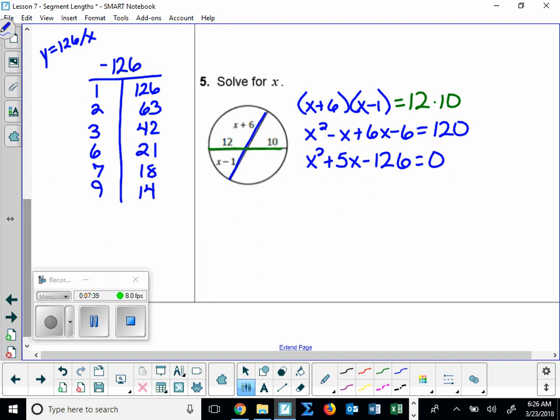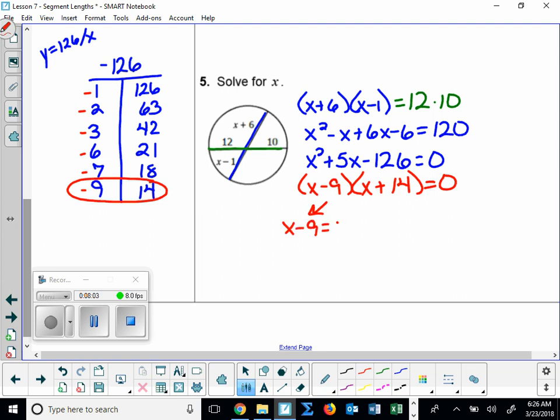All right, 126 is negative, so one of these factor pairs is negative. I look at the middle. The middle is positive, so the larger factor pair is positive. And the pair that will add up to a positive 5 is negative 9 and positive 14. So I split this. x minus 9 equals 0. x plus 14 equals 0. And I get x equals 9 or x equals negative 14.